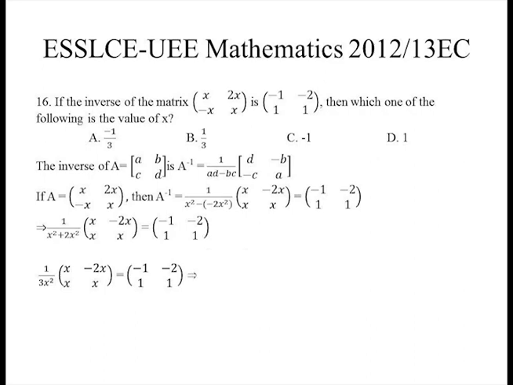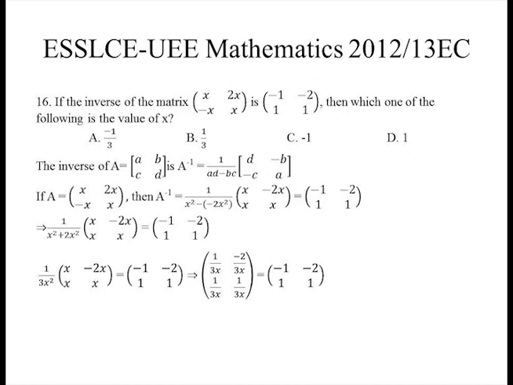This implies 1 over 3x squared outside the bracket, multiply all the stuff inside the bracket, thus 1 over 3x squared times x is 1 over 3x, 1 over 3x squared times negative 2x is negative 2 over 3x, 1 over 3x squared times x is 1 over 3x, 1 over 3x squared times x is 1 over 3x, which is equal to the inverse matrix, that's negative 1, negative 2, 1, 1.